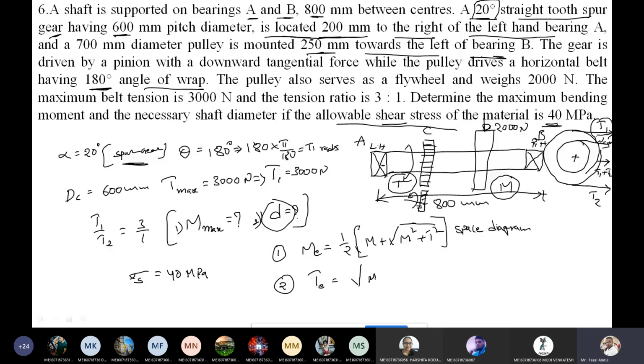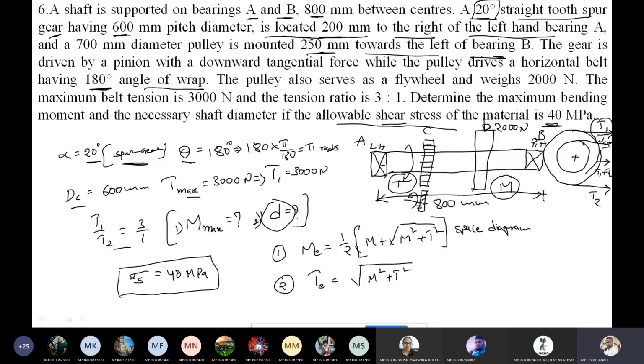Now the question is, between these two equations, which equation is suitable to solve this problem? That you need to identify. Read the given data properly. What is the given data? The system of gearing is given as 20 degrees, the angle of contact, and the diameter of the gear. The maximum tension, ratio of tensions, everything is given. But to select which equation is suitable, the material property is helpful here.